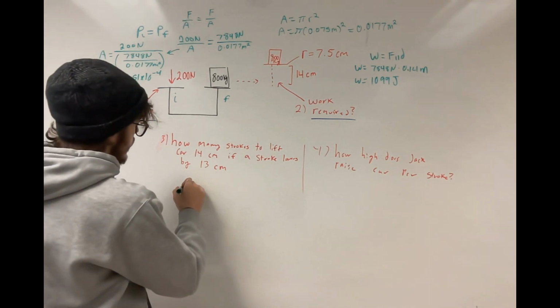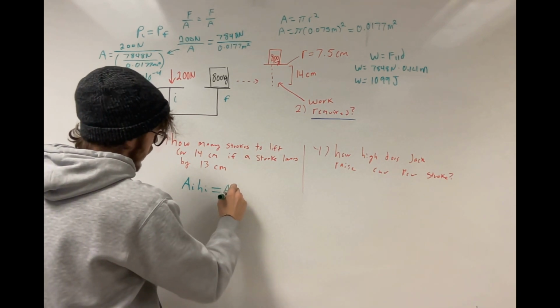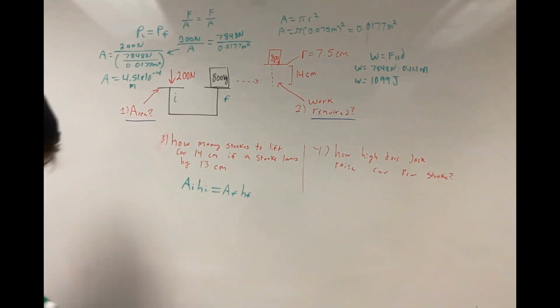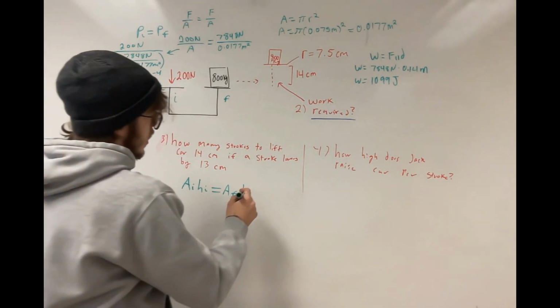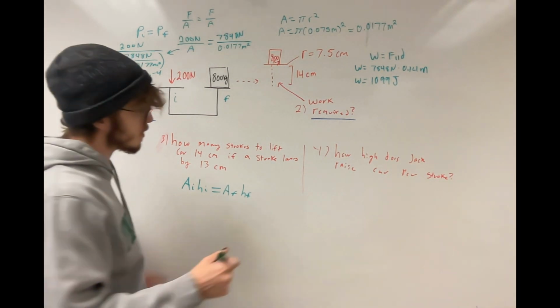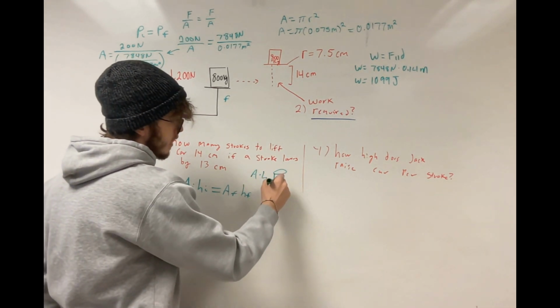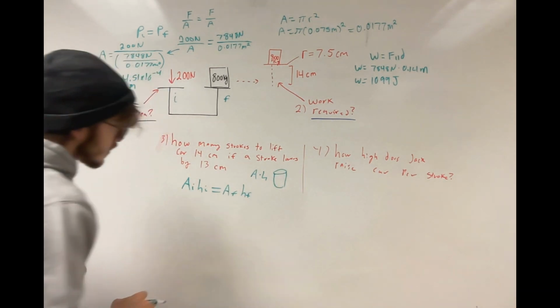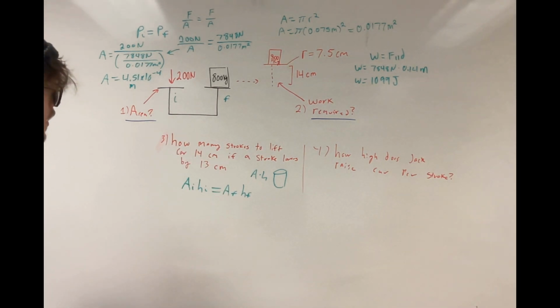Okay, so for number 3, we know that area initial times height initial is going to be equal to the area final times h final. So basically what this says is, if I compress this by some amount, then this amount will go up. That's the conservation of volume, right? Because in an enclosed capsule, assuming that none of that liquid is leaking out, we know that this here is volume, right? Area of a circle times the height of a circle is equal to a cylinder's volume, okay? So we can use that idea here: we're gonna push down on this some height. How much will it raise this here?